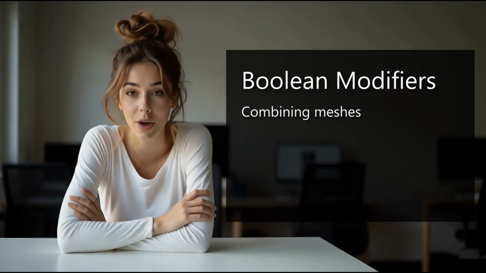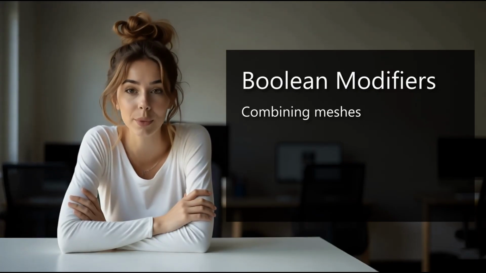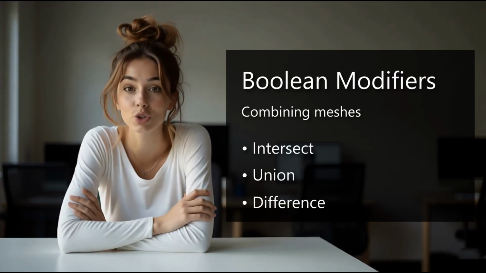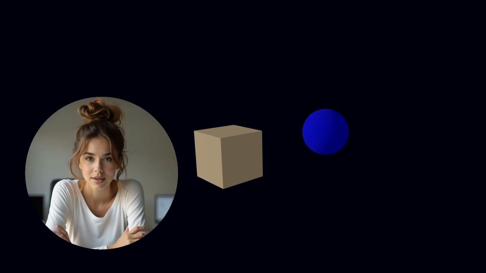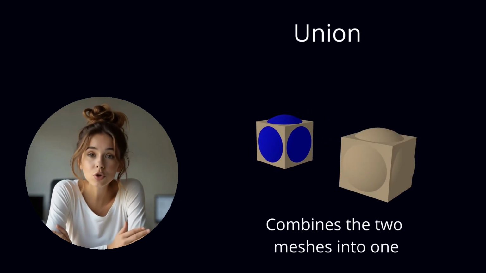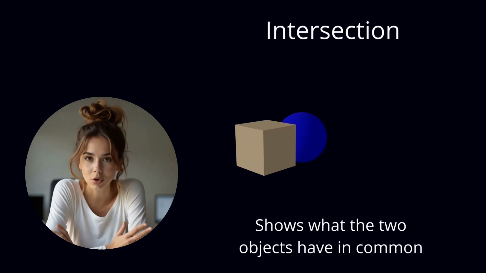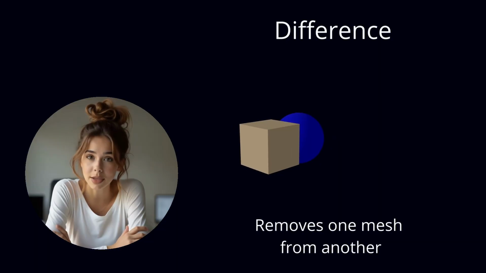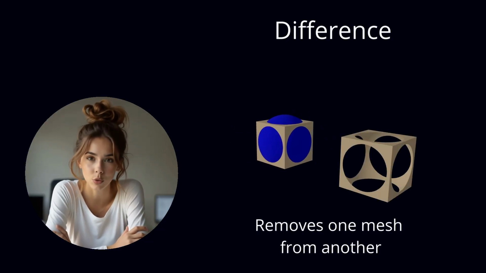The idea of the boolean modifier is to combine multiple meshes together using a boolean operation, which can be one of intersect, union, or difference. Here are some simple examples. If we take a cube and place a sphere inside the cube, then the union operation will simply combine the two meshes into one, like this. The intersect operation will show what the two objects have in common. The difference operation will carve a sphere from inside the cube.